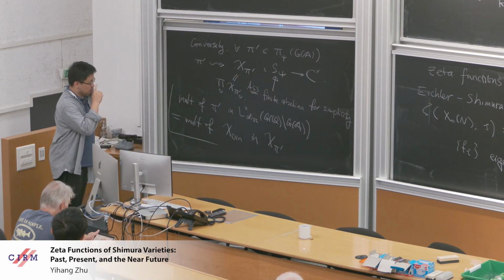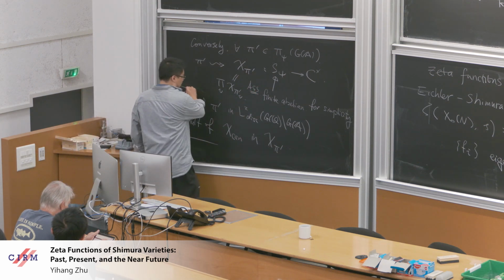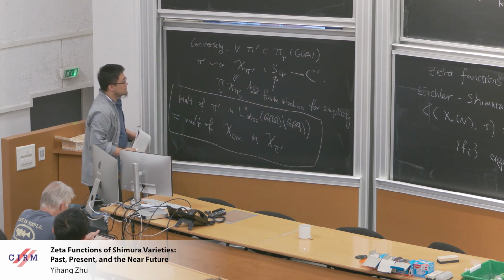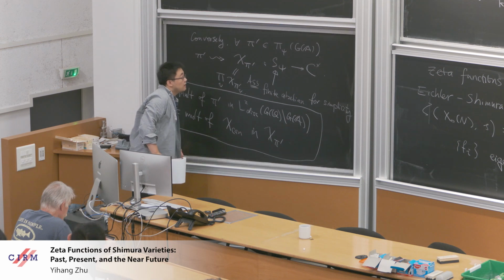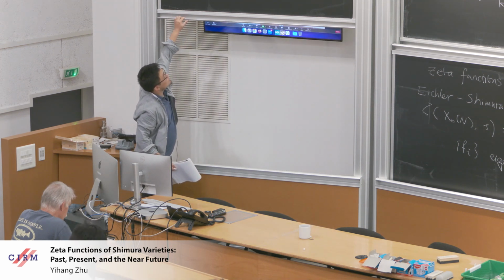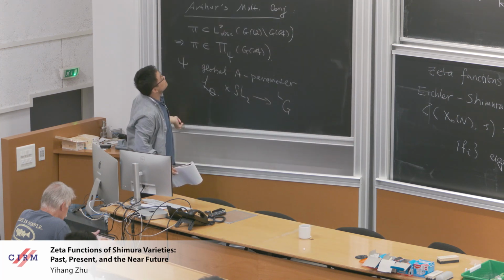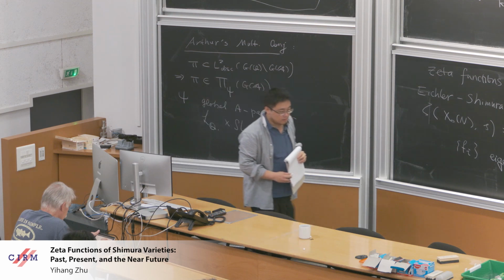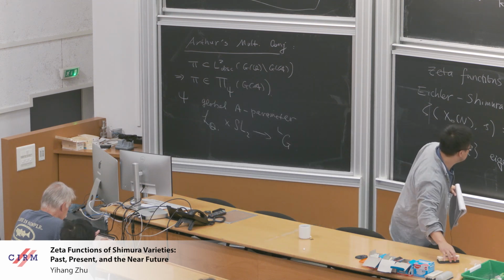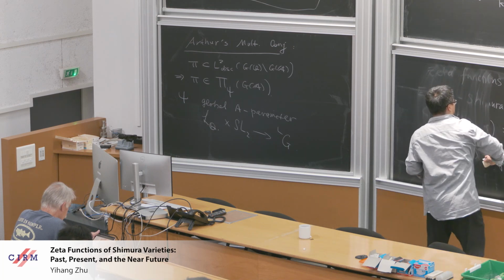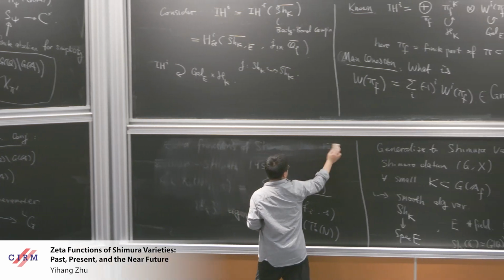Okay, yeah. All right, so this is the shape of Arthur's multiplicity conjecture. And the Langlands-Kottwitz recipe for describing the Galois representation is very similar to this in flavor, but it involves slightly more ingredients.